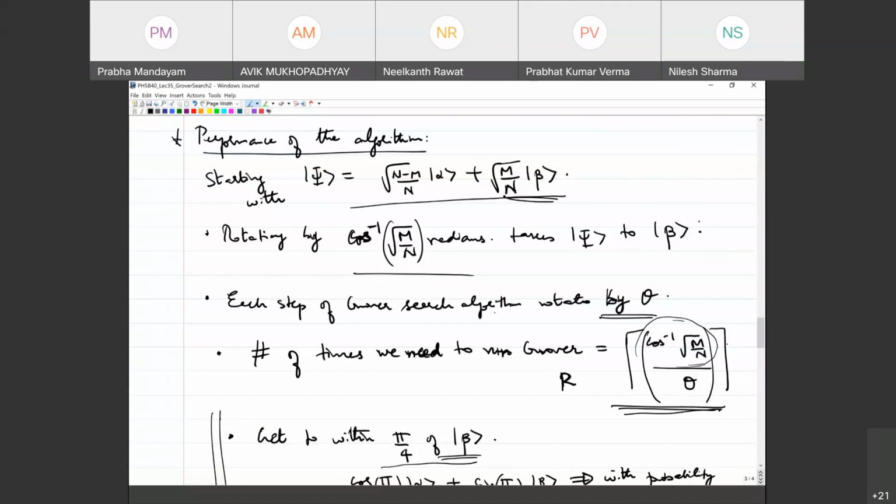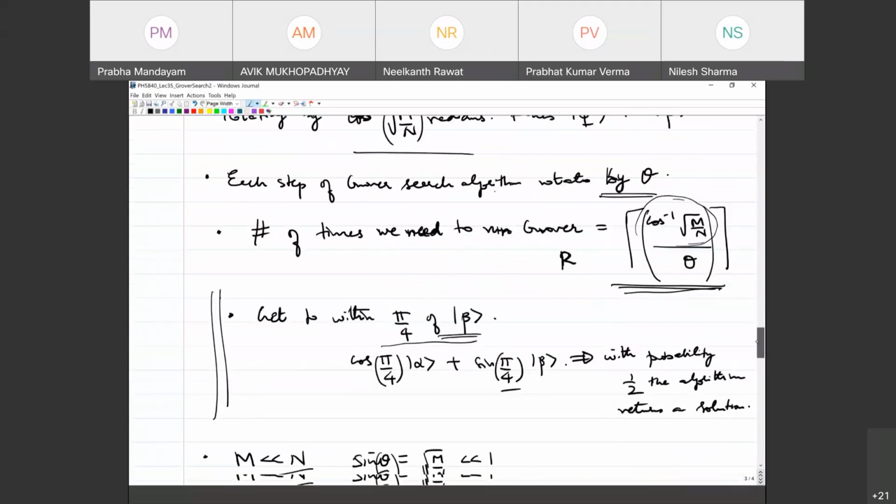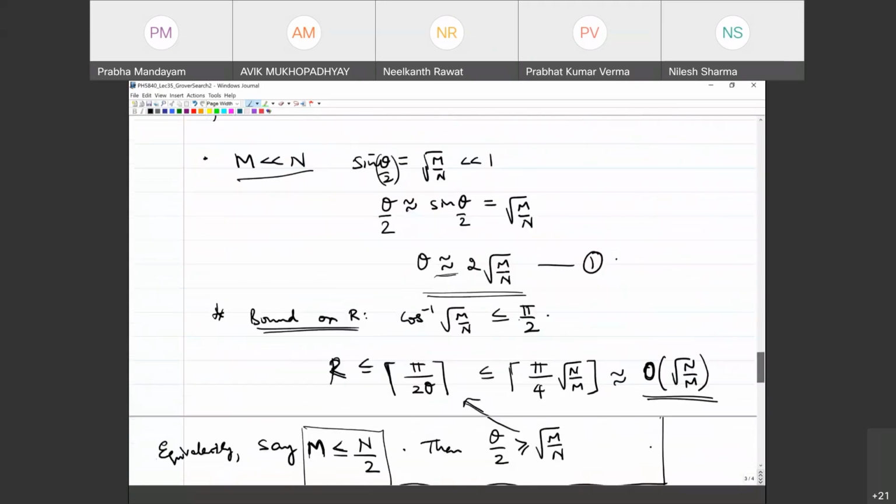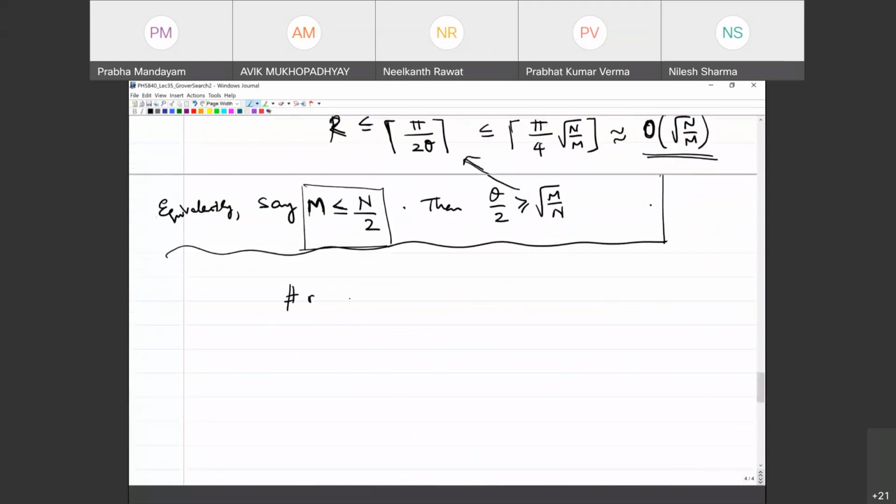And then theta itself is bounded by twice square root m over n. Okay, so these are the only two steps that go into this bound, and so the number of queries to the oracle becomes bounded by order square root of n over m, right? Questions?